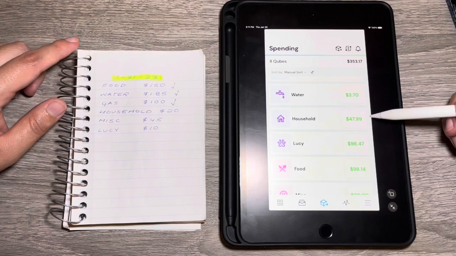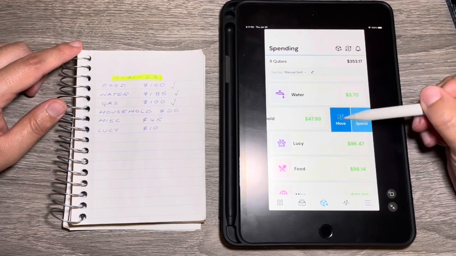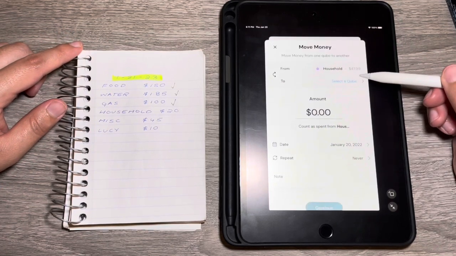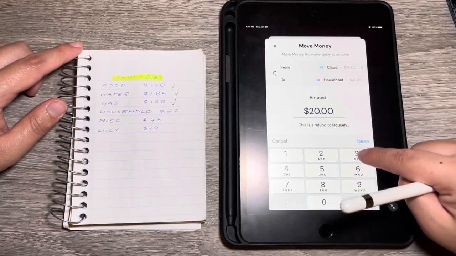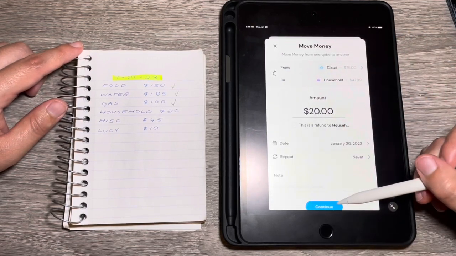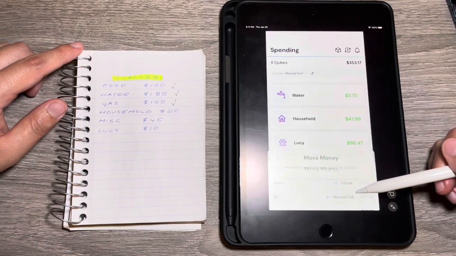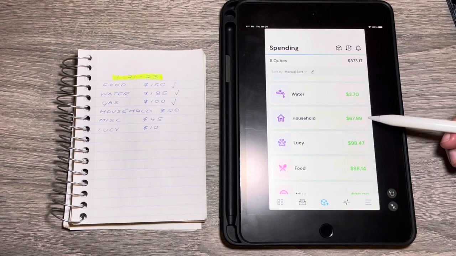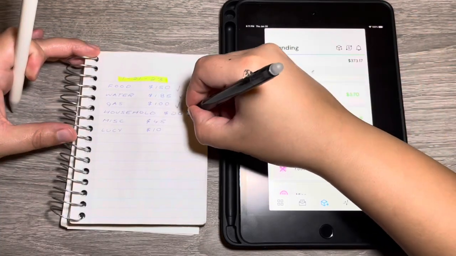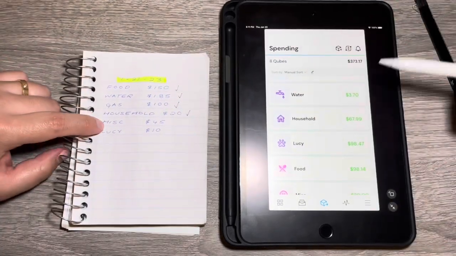This Qube still has $47.99. We're adding $20 to it. And now household has $67.99. So household is done. And then miscellaneous spending.